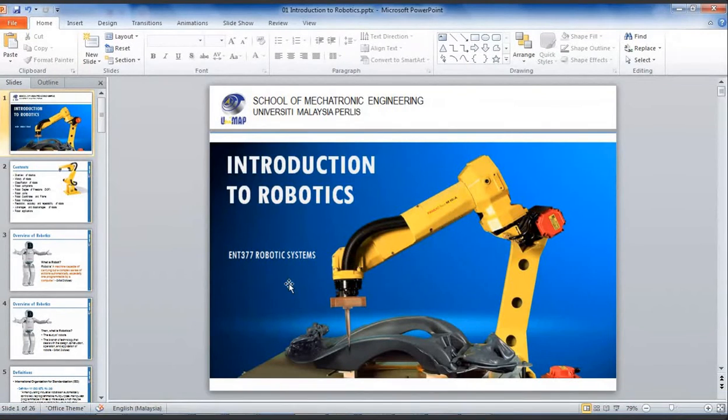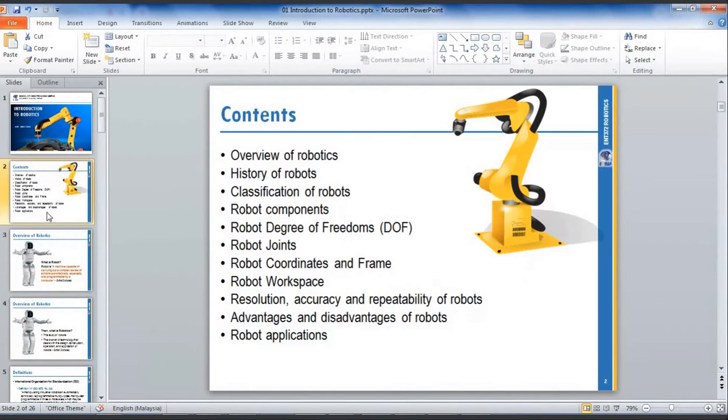Okay, robotic system. Introduction to robotic. So, this subject will focus on robotic arm. Mobile robot will be an elective subject, which will focus on the moving robot. But this subject will focus on robotic arm.